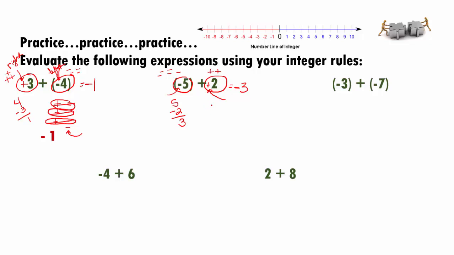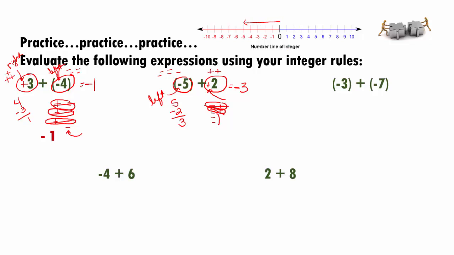A couple ways to look at it. Sometimes I say, okay, I have 1, 2, 3, 4, 5 negatives. I only have 2 positives. Positive and negative will zero each other out. This positive and negative will zero each other out. Oh, I'm left with 3 negatives. That's how I know my answer is negative 3. Could also work on the number line. If I have a negative 5, that means from 0, I'll move left 5.